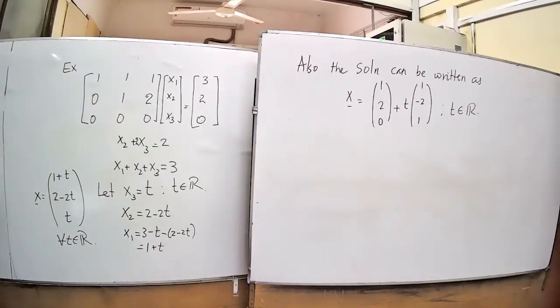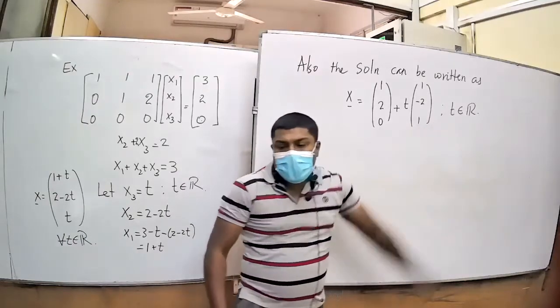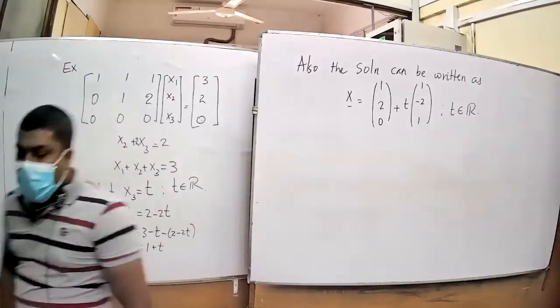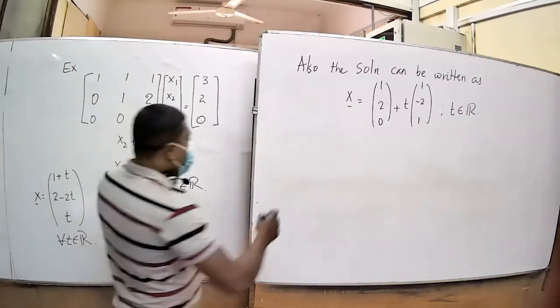So whenever you see an infinitely many solution case, you will see some arbitrary real number in the solution, at least one arbitrary real number in the solution. Sometimes you may have two arbitrary real numbers also, right? Look at this example.